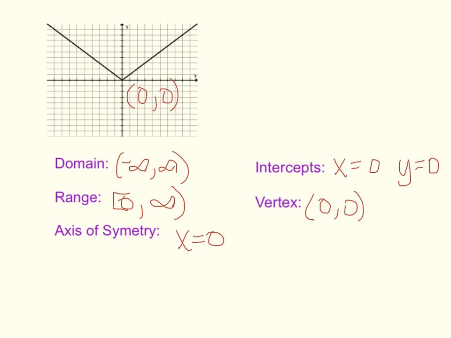Now, I hope this video has helped you to understand a little bit more about graphing absolute value functions and about absolute value functions themselves.